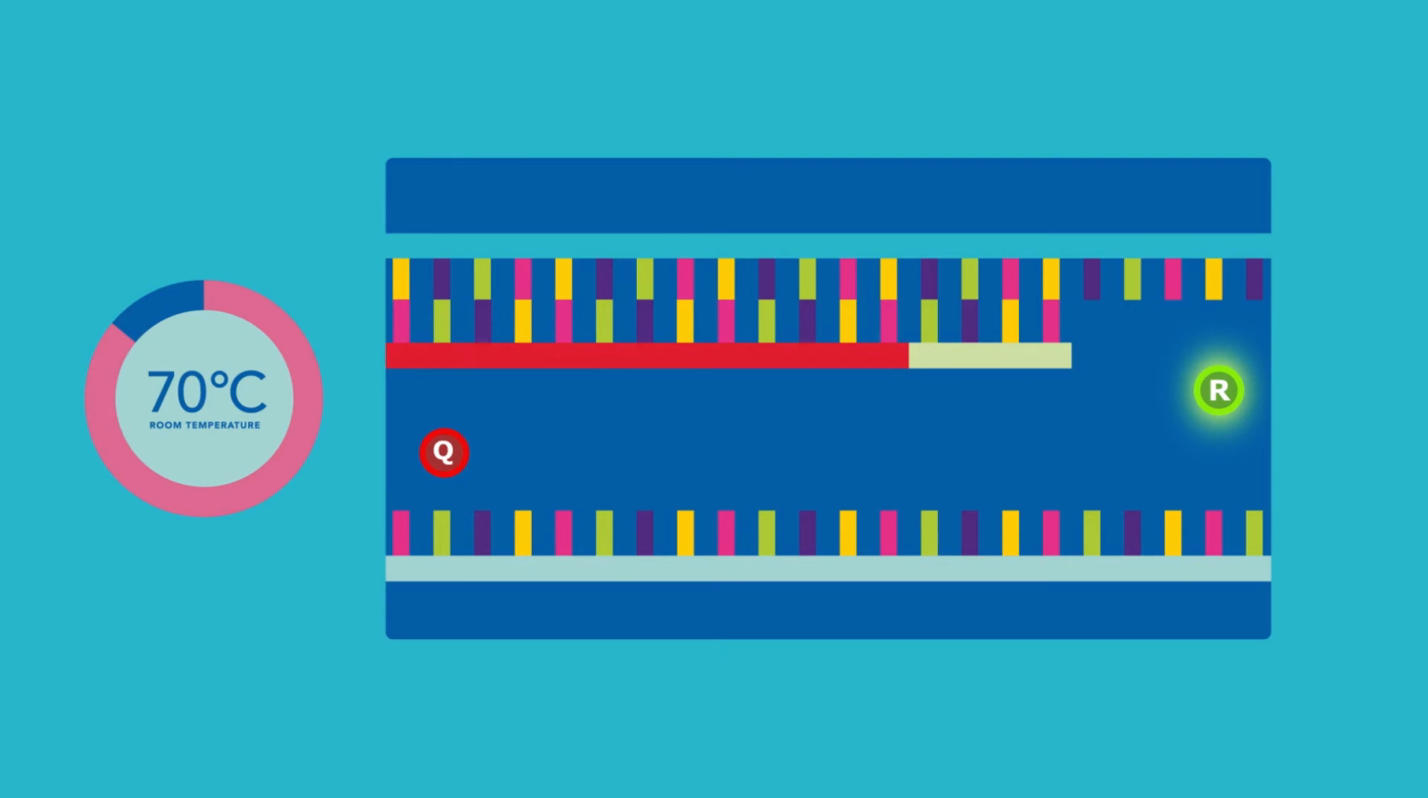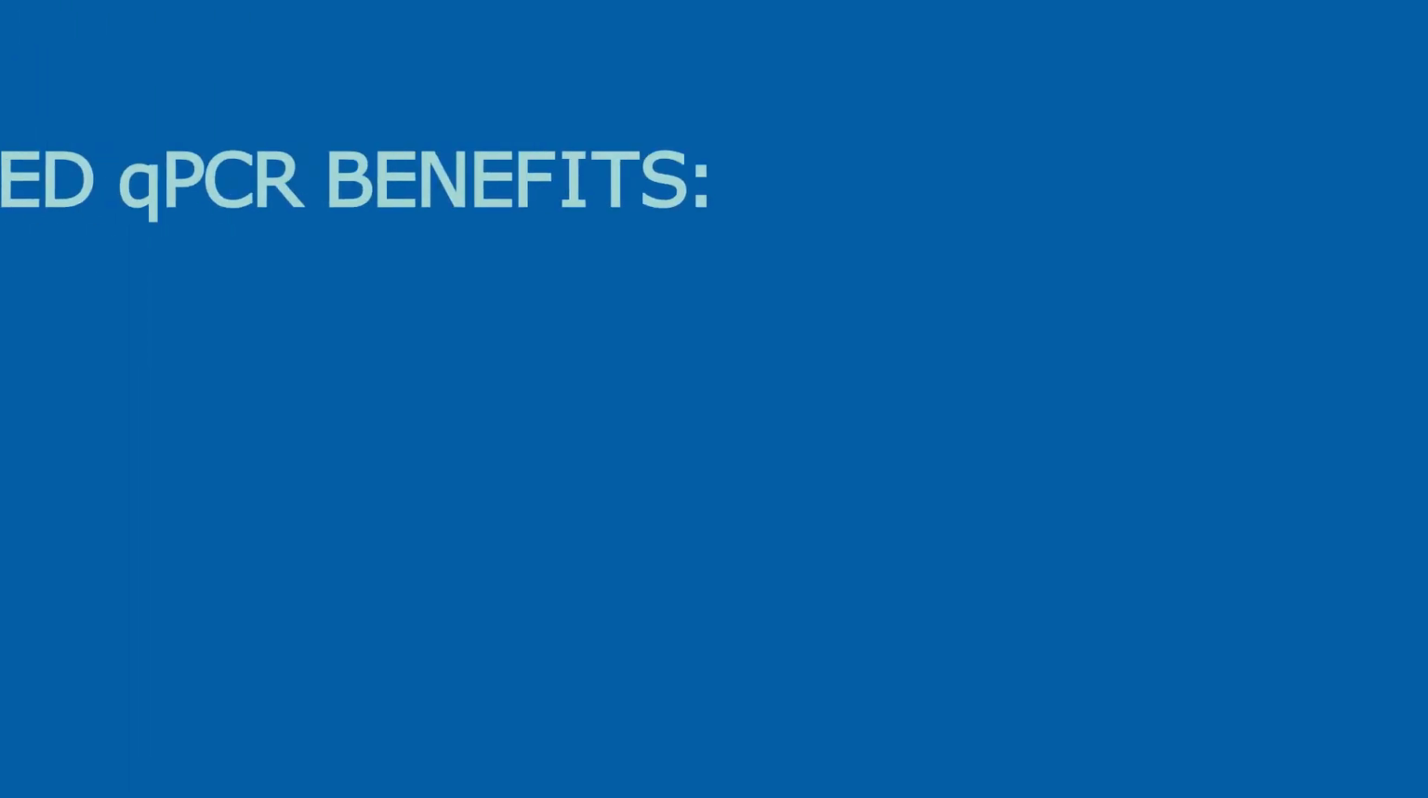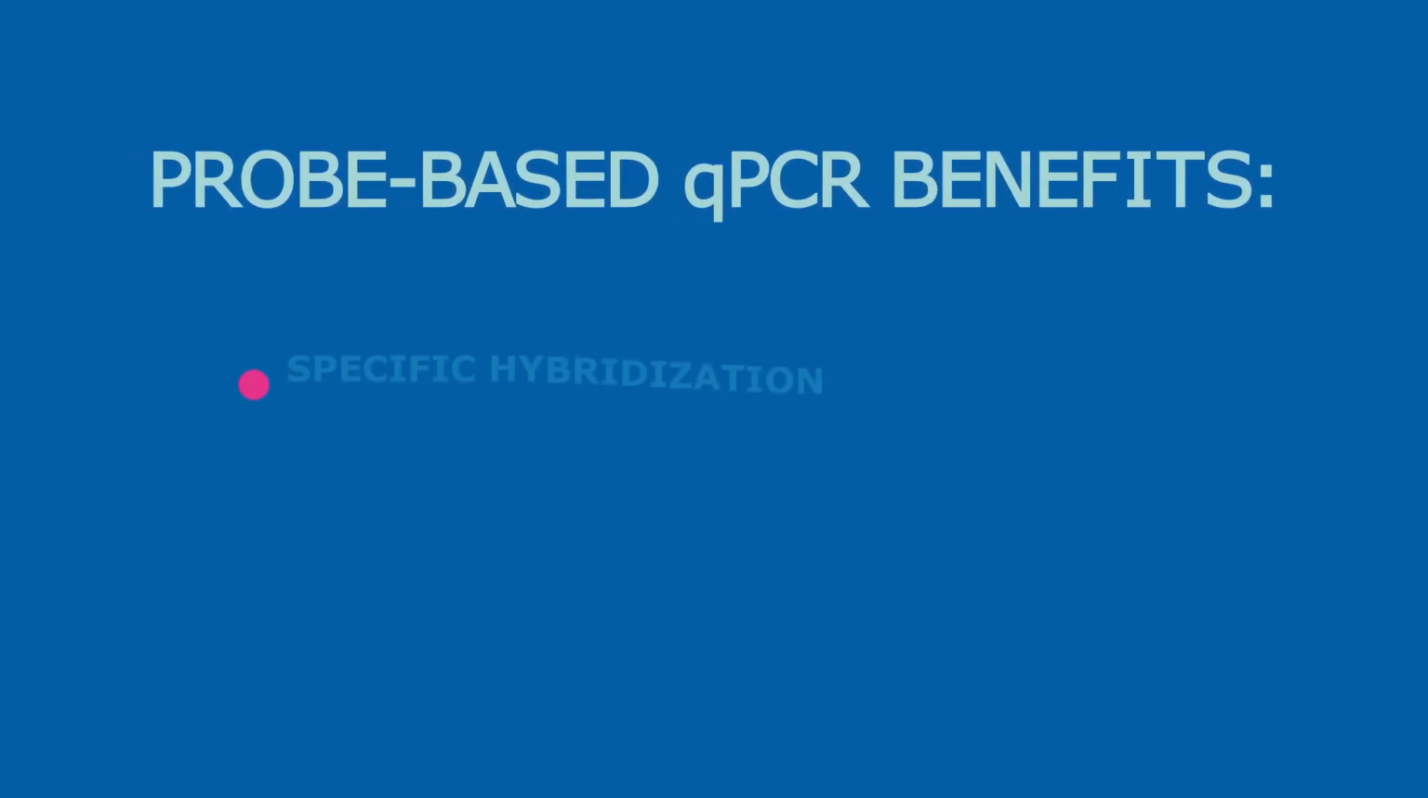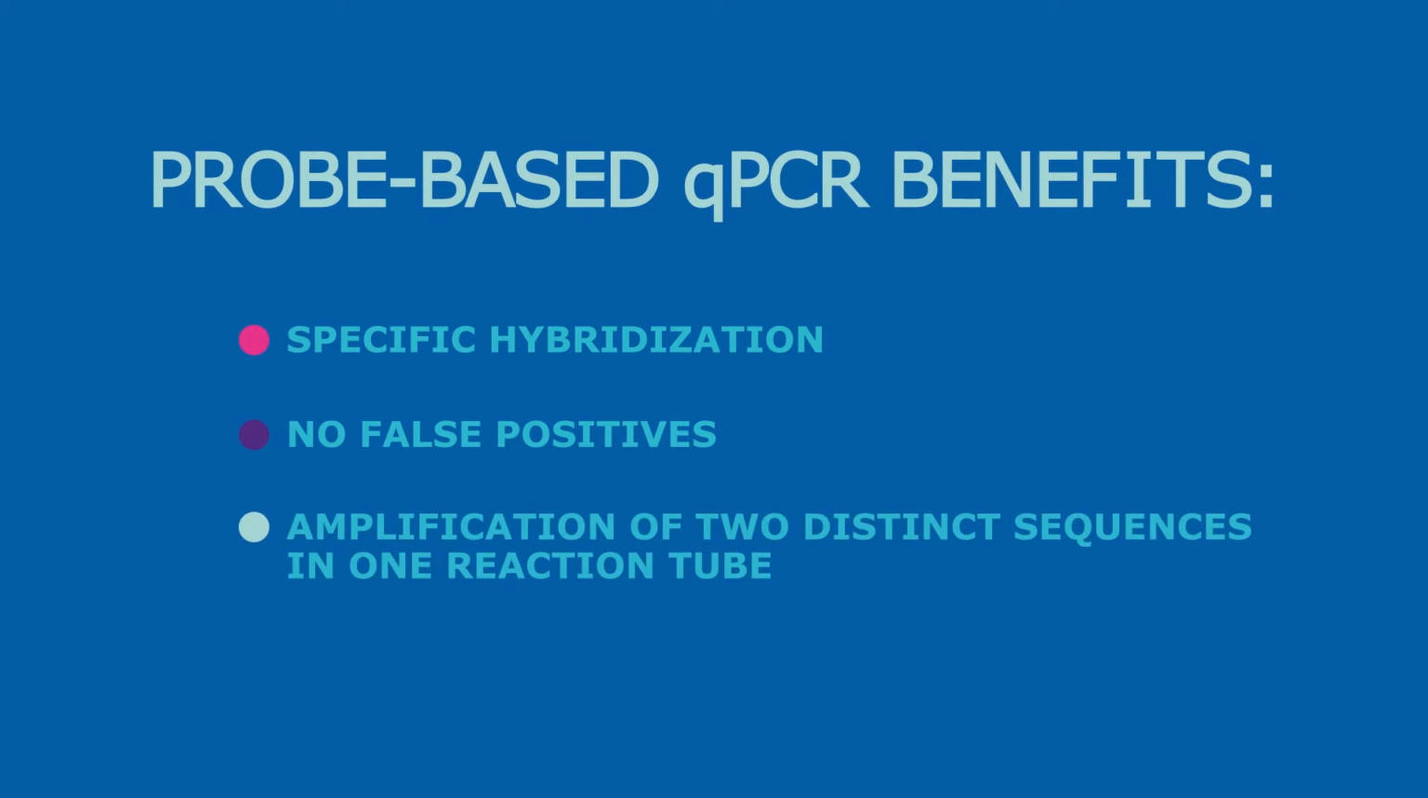or other analysis. Probe-based qPCR is a great option for specific hybridization, no false positives, and amplification of two distinct sequences in one reaction tube.